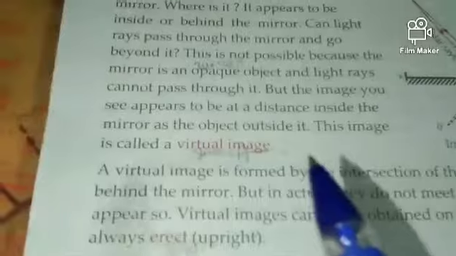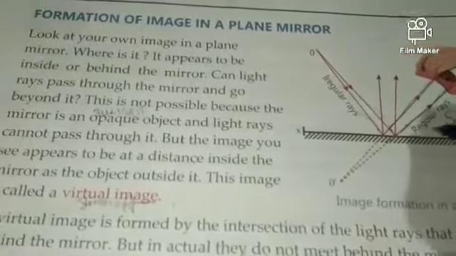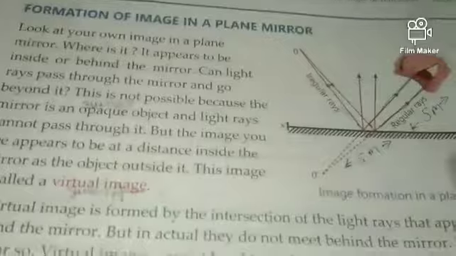Then how do we see our image? Then the concept of virtual image comes in. The image you see appears to be at a distance inside the mirror equal to that of the object outside it. What is it saying? It's saying that when I am 5 meters from the mirror outside, my image will also be 5 meters inside the mirror.